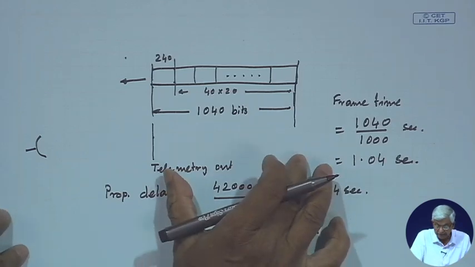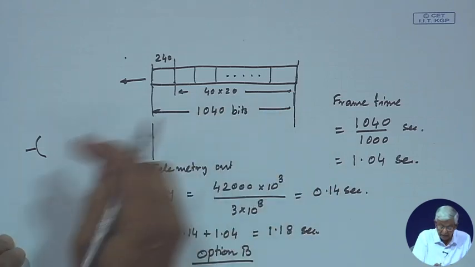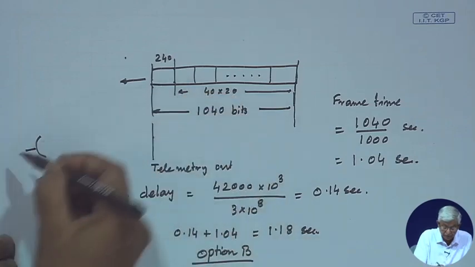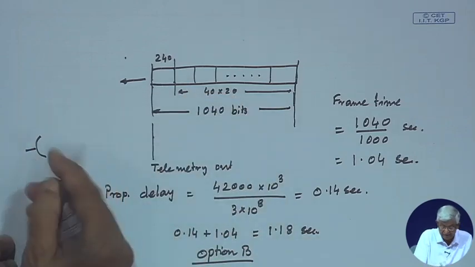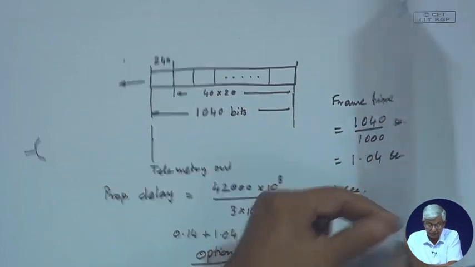It is only the concept that it is the frame time and the last bit has to enter the control station. So, from when it is released to when it is fully received, that is the total delay, and it is critical because you will come to know what happened to the satellite health parameter after 1.18 second.